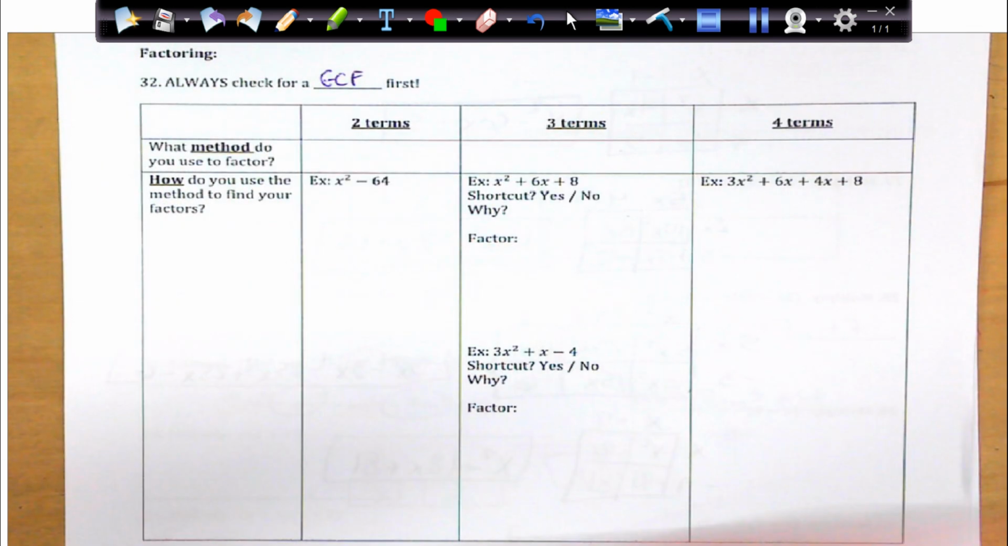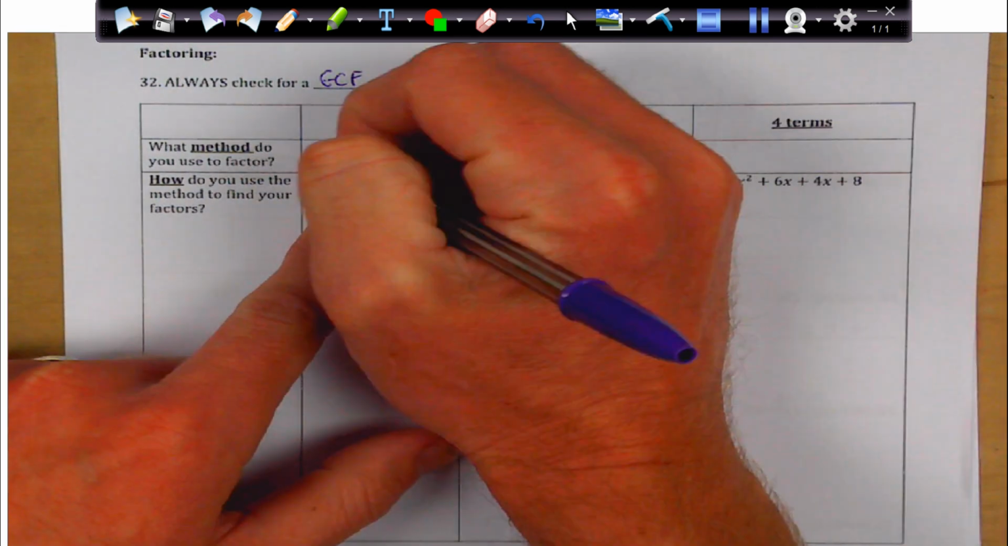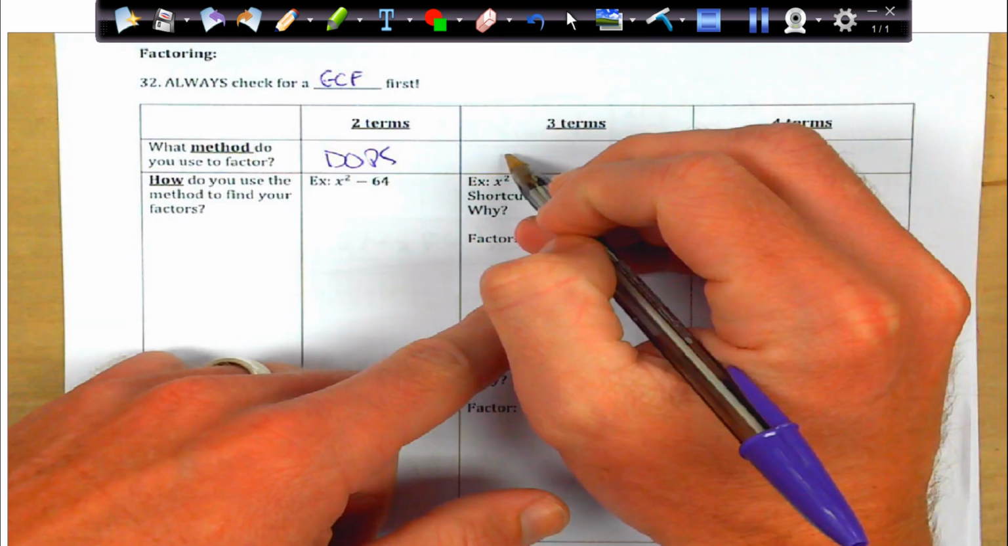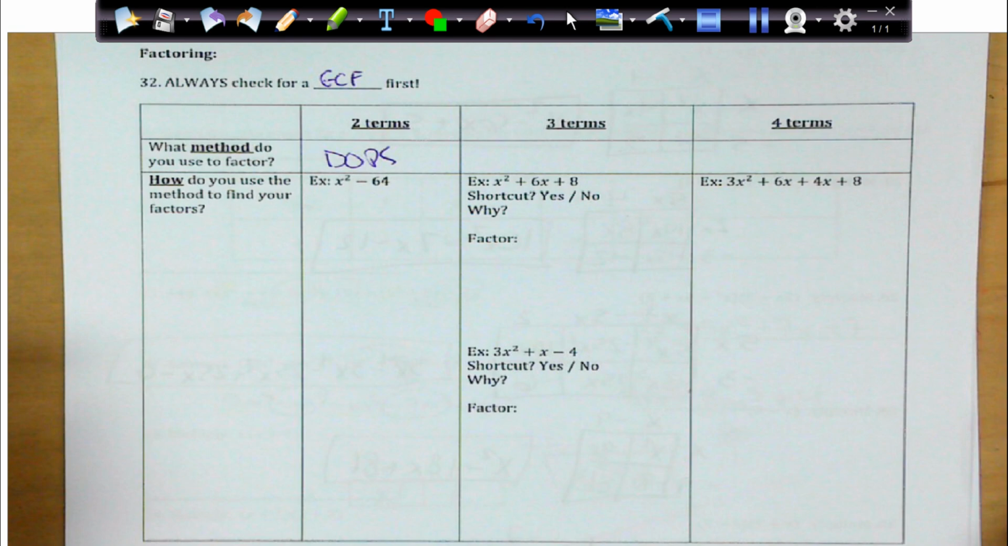We have a couple different methods. So what method do you use? This we call difference of perfect squares. 3 terms, we just call this like the diamond method. 4 terms, factor by grouping.